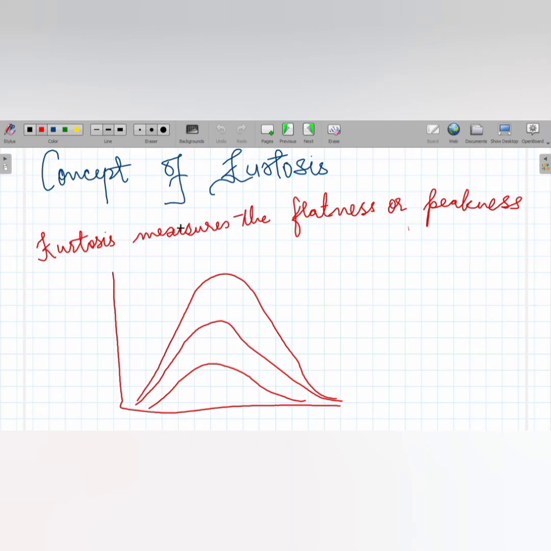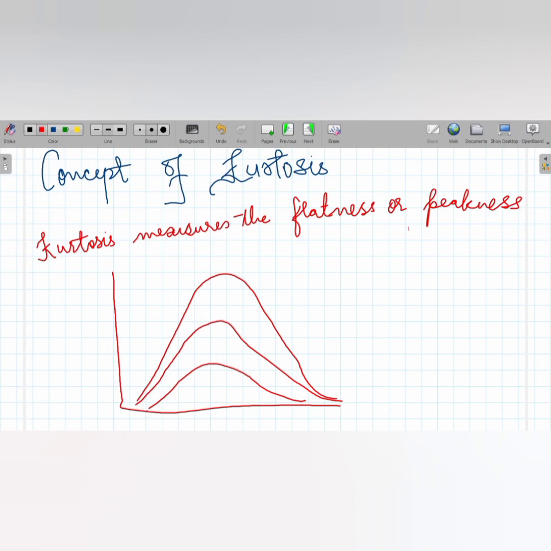So now we will study about kurtosis. Concept of kurtosis. Kurtosis simply says the flatness, or we can say peakedness. How much it has been elevated, the height. We can say kurtosis is measured on the basis of height. The more the height, we can name them accordingly. So we'll study here.